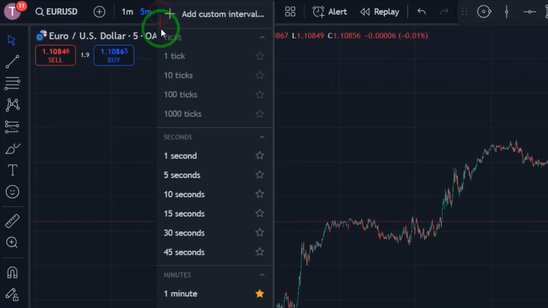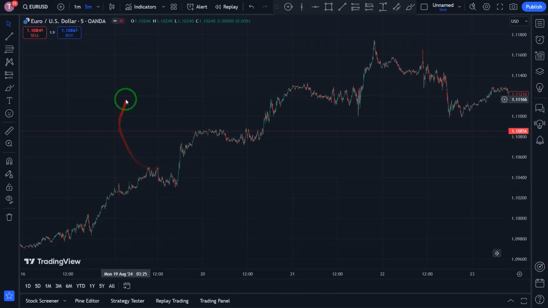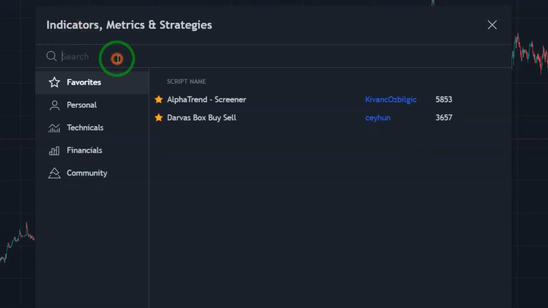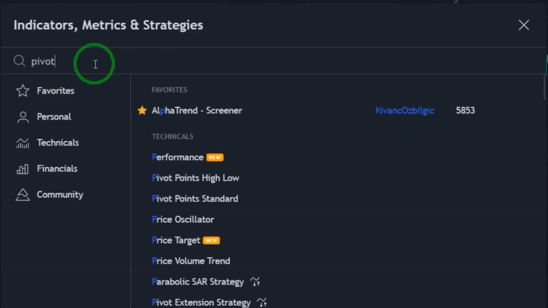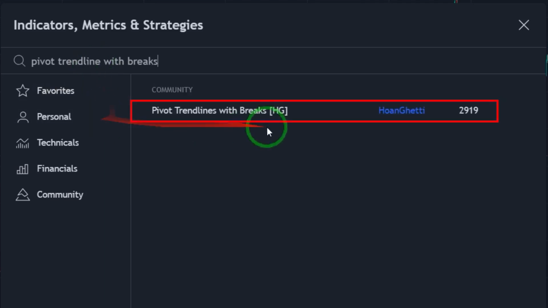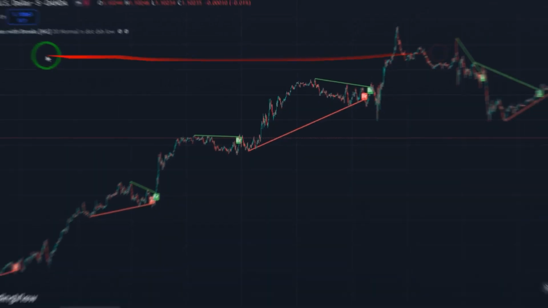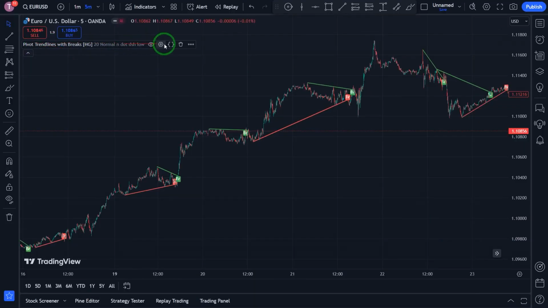Next, we need to go to the time frame section and select our time frame. I suggest choosing 5 minutes. Now we should go to the indicators section to add our first indicator to the chart. For this, simply type in the search box pivot trend line with breaks. Once you find it, click on it to add it to our chart. Now we need to adjust its settings to make this indicator suitable for our use.